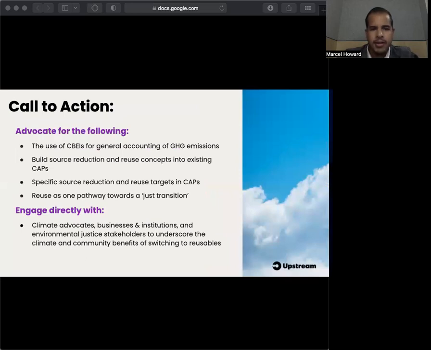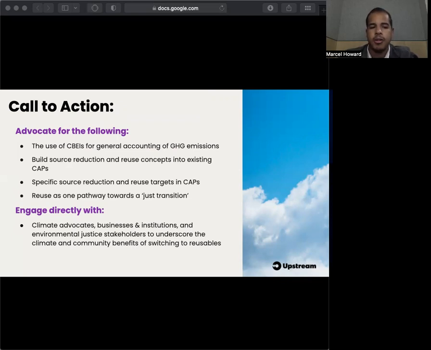Now, we thoroughly discussed the need for consumption-based emissions inventories to be embedded within climate action plans, how climate and reuse are thoroughly connected to one another, and how reuse generates a pathway towards a just transition. The key objective now is knowing how to take this information and inform policymakers and advocates alike on the importance of using reuse solutions as climate mitigation strategies.